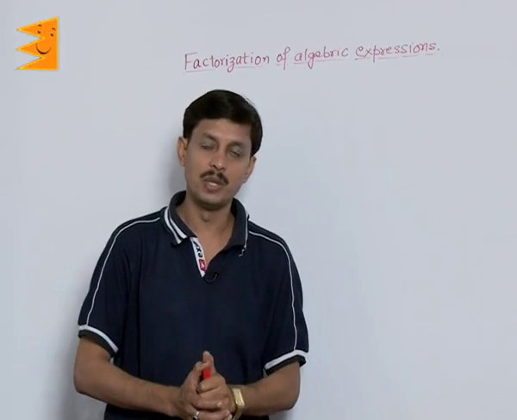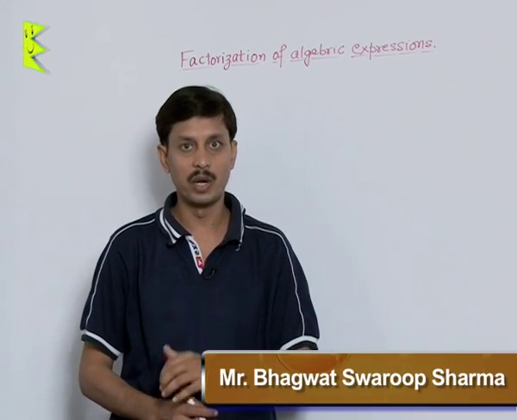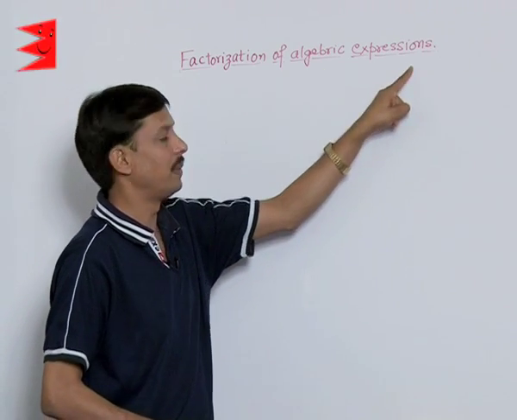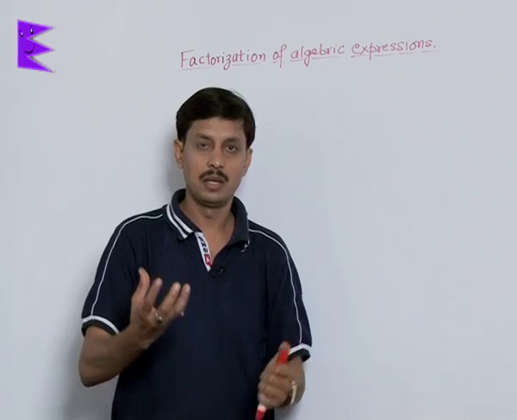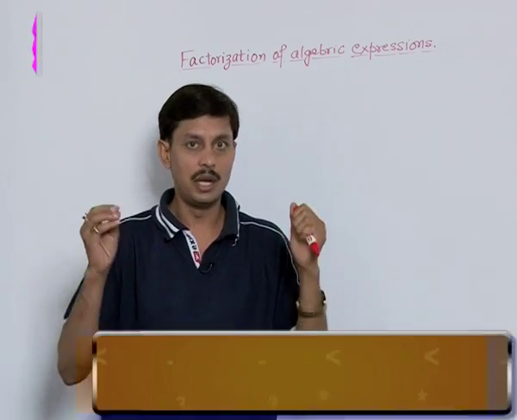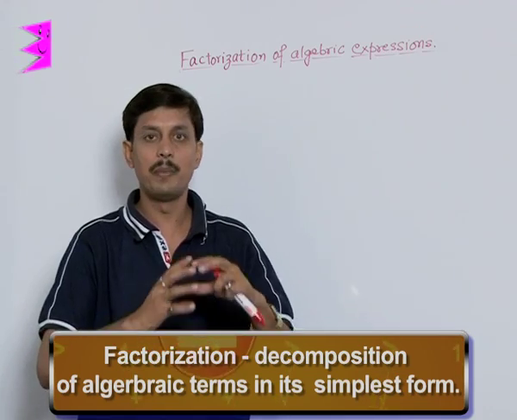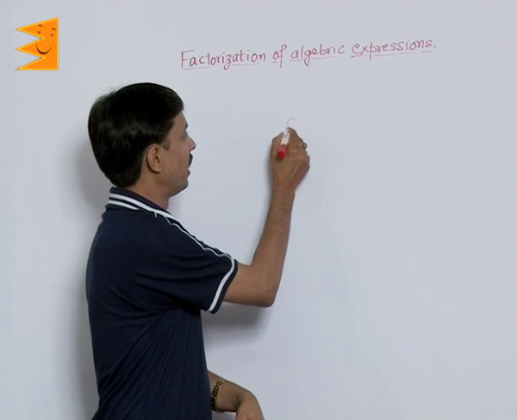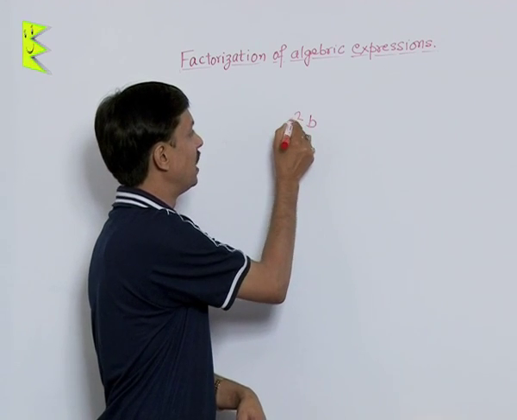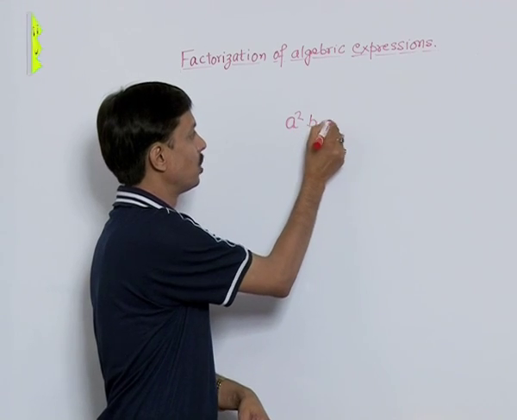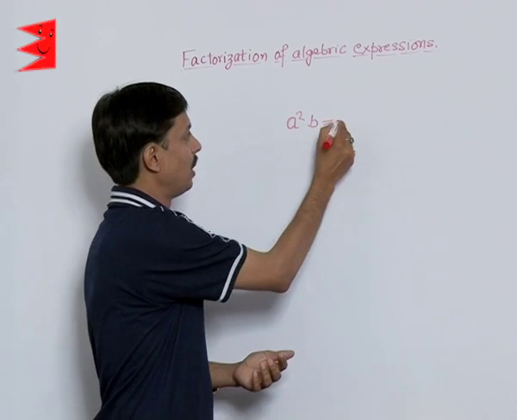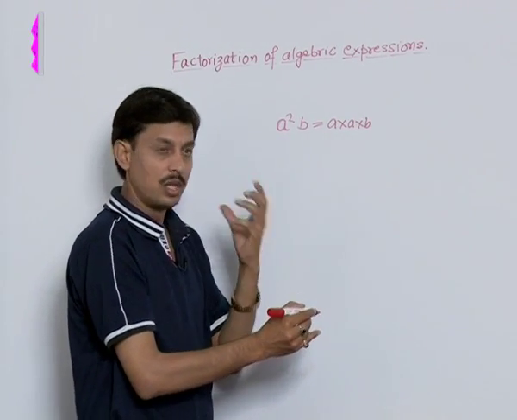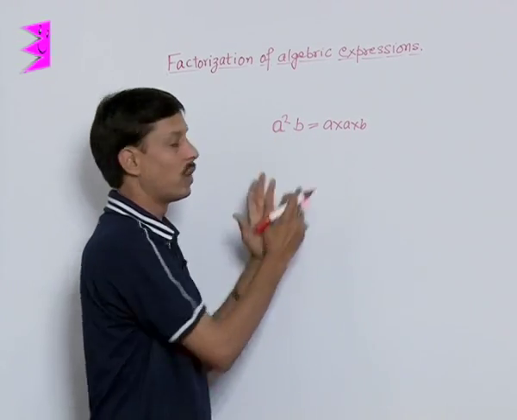Now I want to discuss with you a new chapter, very important, belonging to the unit algebra: factorization of algebraic expressions. Factorization means decomposition of algebraic terms into their simplest form. For example, a square b, if I want to decompose it into its simplest form, it will be a into a into b, that is a square b.